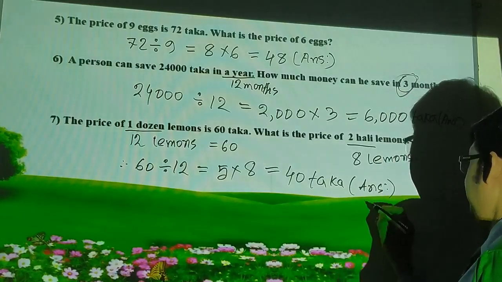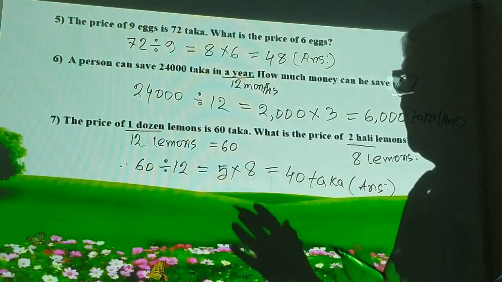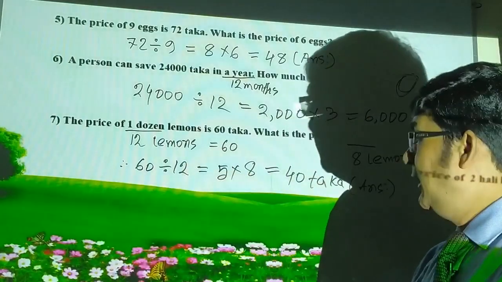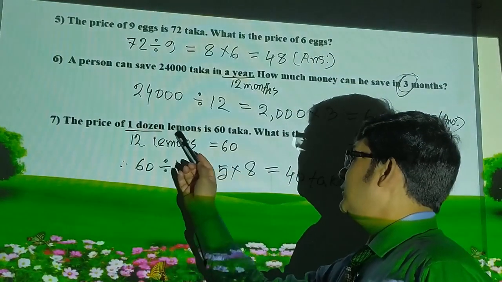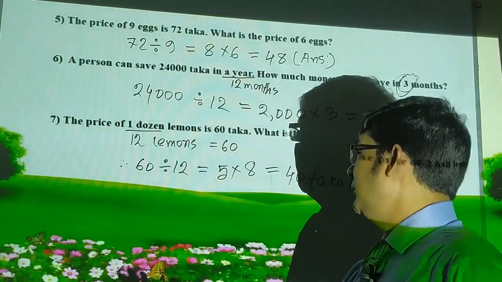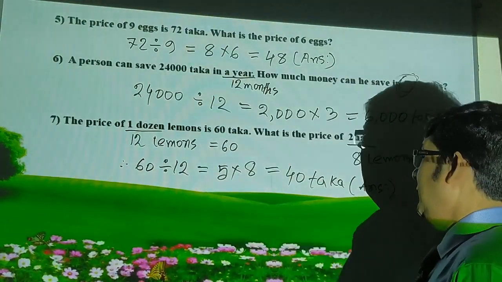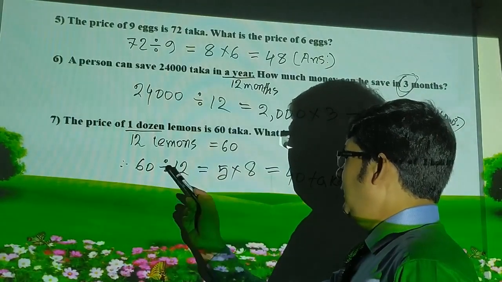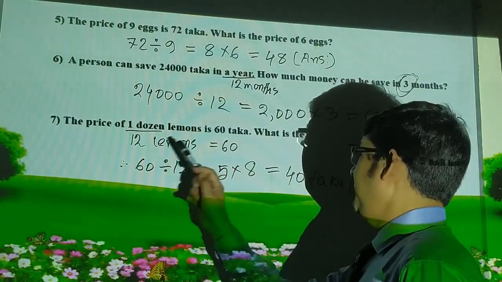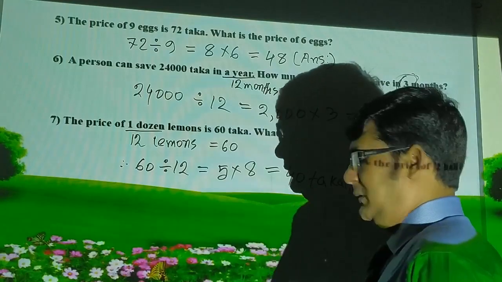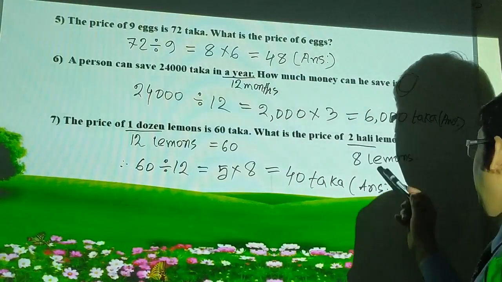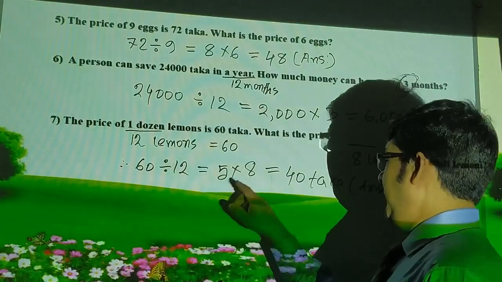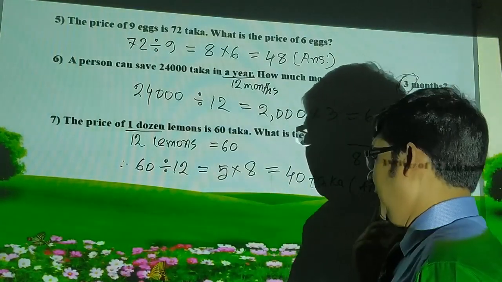Okay, my students. At first you read it carefully. What type of questions come in the exam? So the price of 1 dozen. 1 dozen means you think 12 lemons, so price is 60 taka. So 1 lemon how much? So 60 divided by 12 lemons, it will be the price of 1 lemon. And how many? 2 hali. 2 hali means 8 lemons. So multiply 5 with 8. So it will be 40 taka.